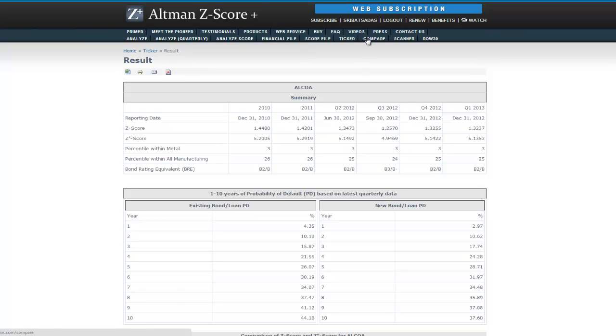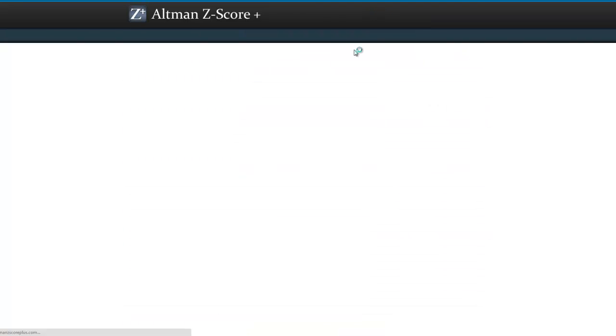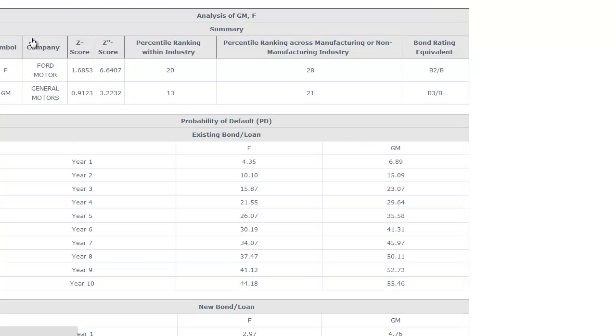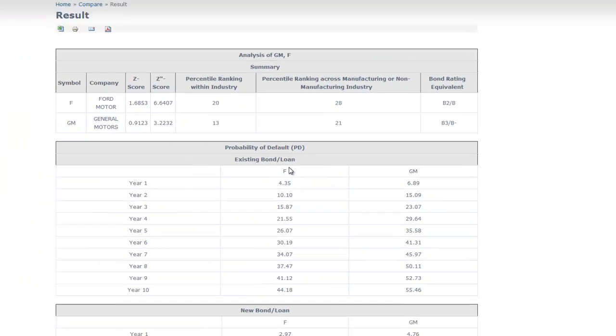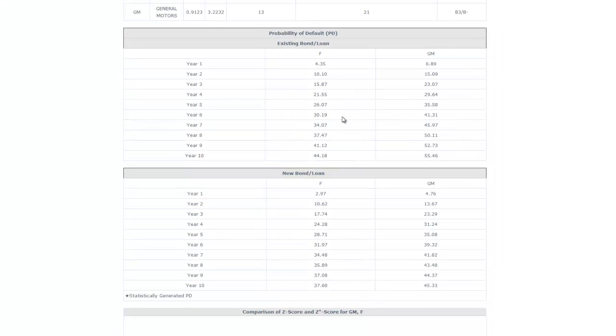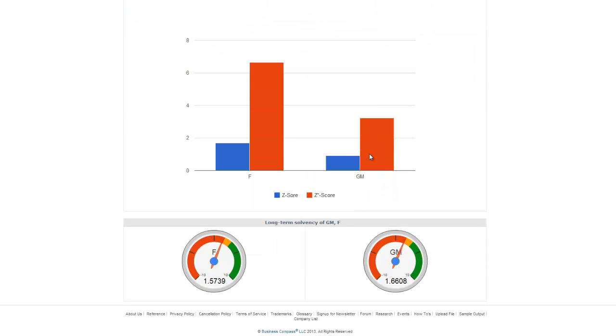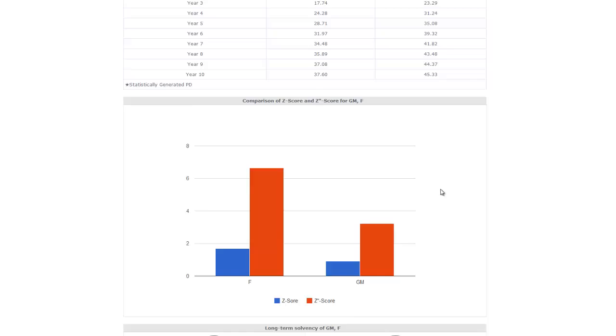So now let me take you to compare. Here we enter ticker symbols for two or more companies separated by comma. To know the US listed companies, you click on this. Canada listed company, click on this. So let's see the comparison. We see the scores, we see the percentile ranking, bond rating equivalent, and then the default probability of both companies, both for existing bonds and loans, for new bonds and loans, and then the comparison of the Z and Z double prime scores for both the companies, and the long-term solvency of both the companies.